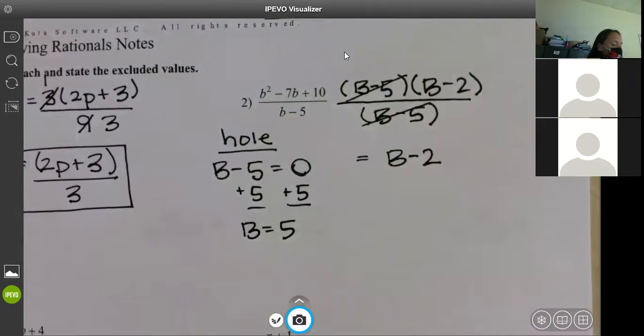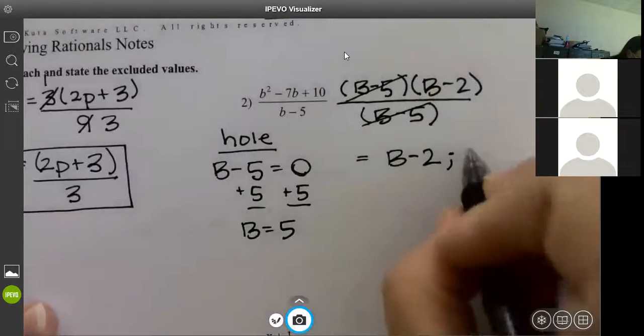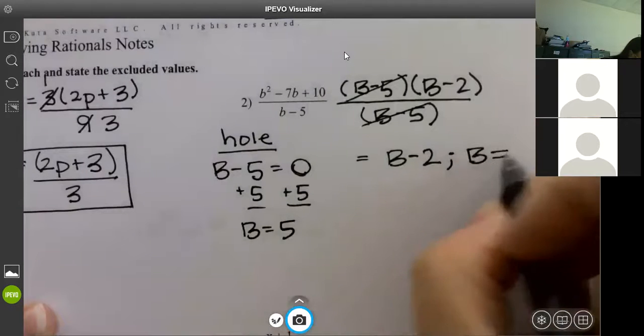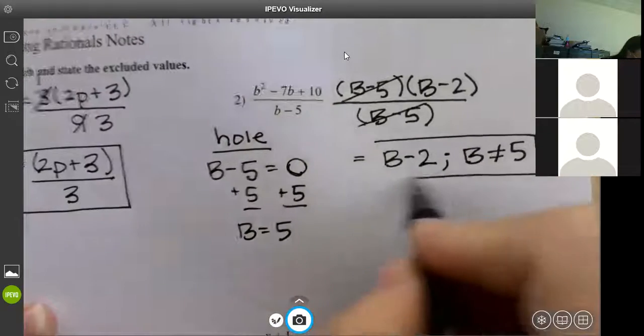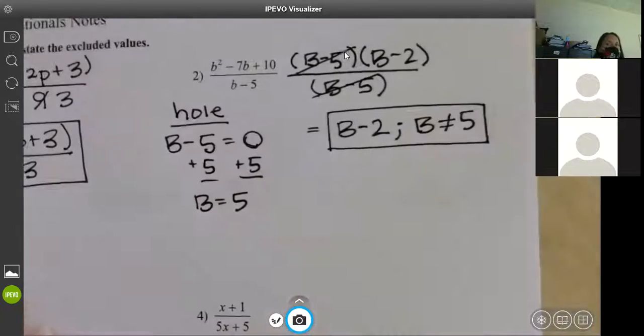And this is how you write your answer. This is a hole. That means it doesn't exist, right? So your solution is going to be b minus 2. And then I put a semicolon. But b cannot equal 5 because it's a hole. So that's what it looks like.